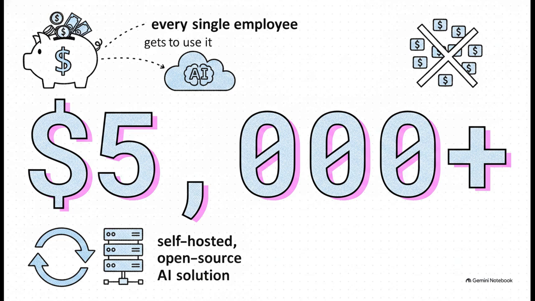So look at what this all adds up to. Over $5,000. By eliminating those restrictive per-user fees and spinning up local models, that 20-person company easily saves over $5,000 a year. And the best part? You are actually democratizing AI. Every single employee gets access, not just the lucky few who snagged a license.